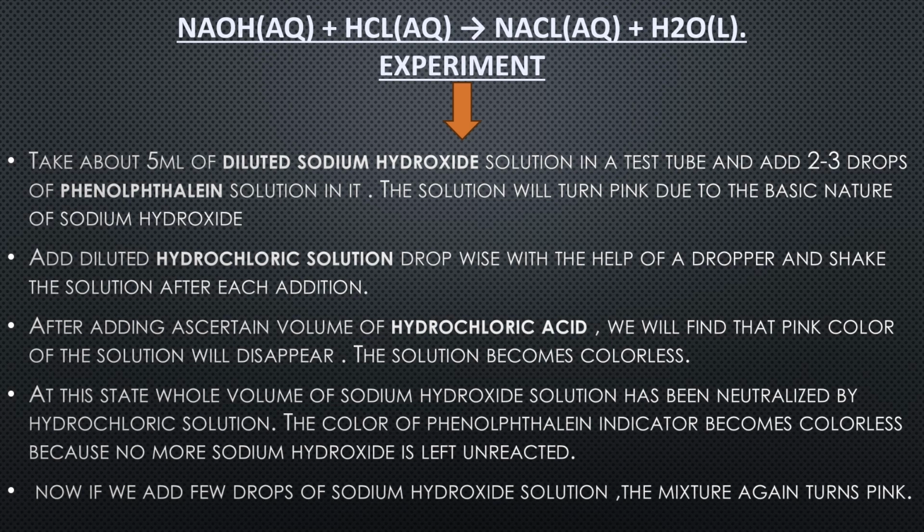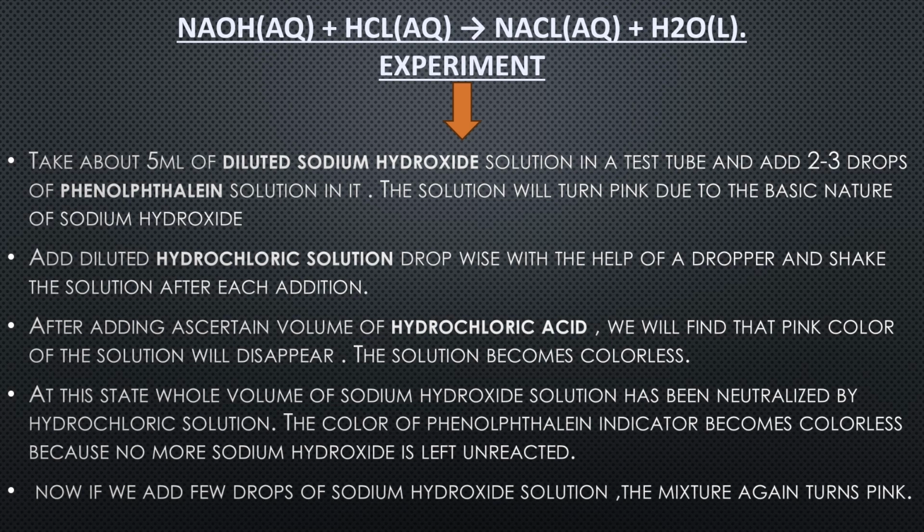Now add diluted hydrochloric acid solution drop wise with the help of a dropper and shake the solution after each addition. So what will this hydrochloric acid solution do? It will neutralize the basic nature of sodium hydroxide gradually as you add drop wise. After adding a certain volume of hydrochloric acid, we will find that the pink color of the solution will disappear.